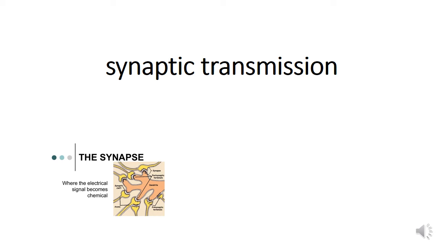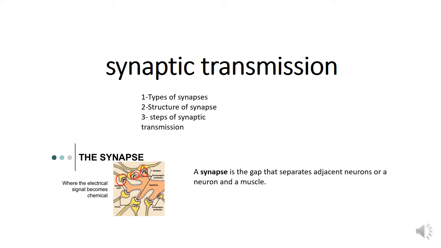Today we have synaptic transmission. We're going to talk about the synapse, which is the gap that separates adjacent neurons or a neuron and a muscle. Here, for example, this is one synapse between two neurons. We're going to talk about the types of synapses, the structure of the synapse, and the steps of synaptic transmission.